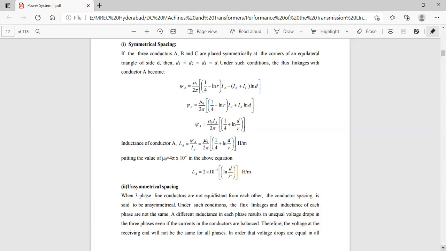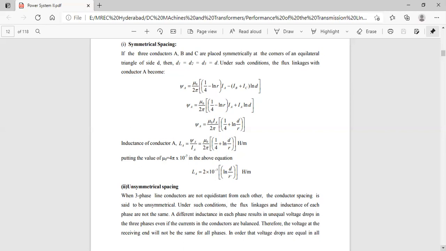So this is for the total inductance of the conductor A due to the symmetrical spacings. So now we are going for unsymmetrical spacings. When three-phase line conductors are not equidistant from each other, the conductor spacing is said to be unsymmetrical. Under such conditions, the flux linkages and inductance of each phase are not the same.